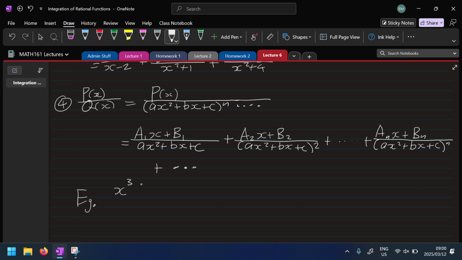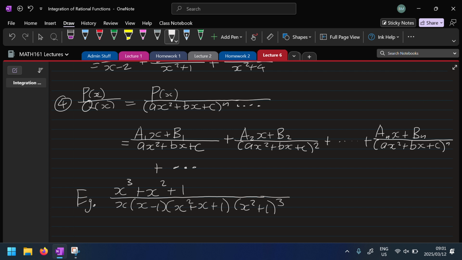Okay, we've got (x cubed plus x squared plus 1) all over (x minus 1)(x squared plus x plus 1)(x squared plus 1) cubed. Okay, so let's see what we've got. The x over here is just linear, so that's just case 1. We know how to deal with that. x minus 1, that's just case 1. We know how to deal with that. x squared plus x plus 1. Can this be factored? No, so that's case 3. We know how to deal with it.